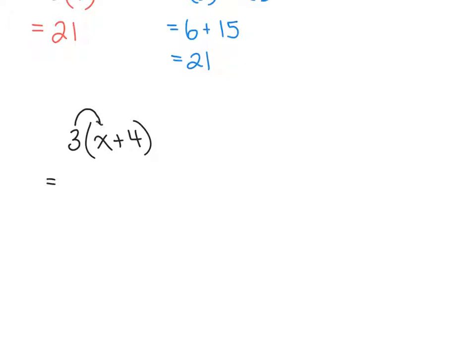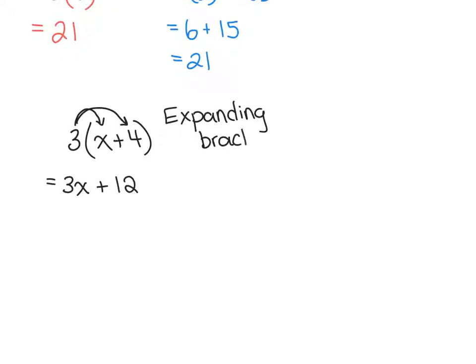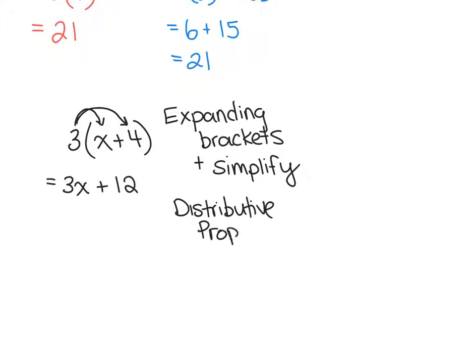So we take that 3 and we multiply it by each term inside the brackets. So 3 times x is 3x, and 3 times 4 is 12. So 3x plus 12. And then we can't go any farther. That's all we can do. So this would be multiplying a polynomial by a monomial. Also, sometimes we call it expanding brackets because we're getting rid of them. And we sometimes add the word simplifying if there's any like terms that we have to gather. Or occasionally we will call it the distributive property. I actually call it that a lot.